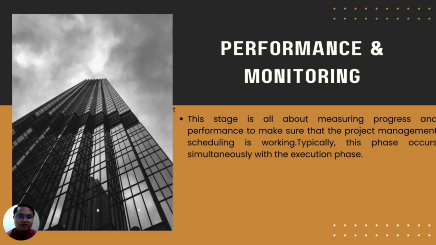Fourth is performance and monitoring. This stage is all about measuring progress and performance to make sure that the project management scheduling is working. Typically, this phase occurs simultaneously with the execution phase.